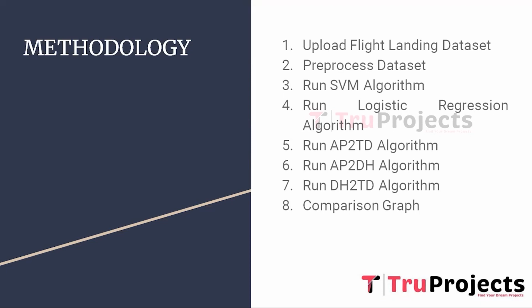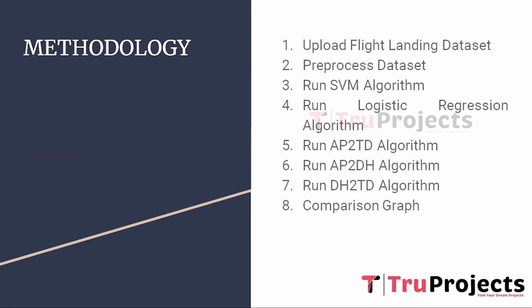The next module, run support vector machine algorithm. Using this module, we are going to train the support vector machine algorithm with all the features on 80% of the dataset and then perform prediction on the 20% test data by calculating support vector machine accuracy, sensitivity and specificity score, and then plot the graph. A graph closer to 1 will reflect good performance of the algorithm.